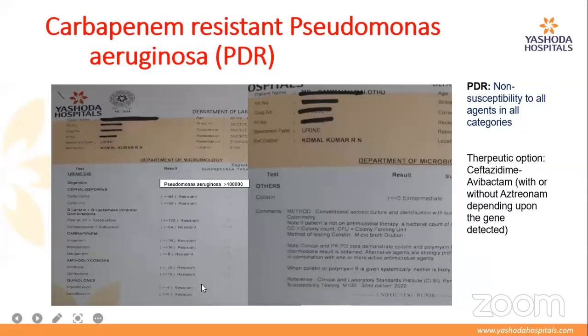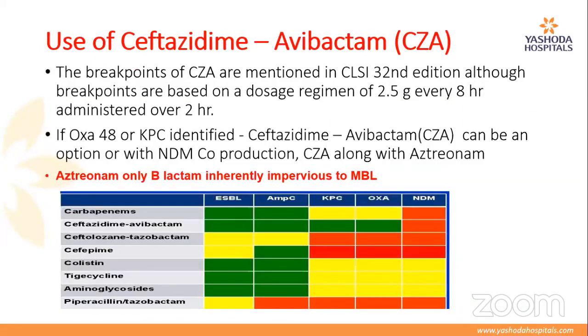So aztreonam has to be paired with ceftazidime avibactam, because aztreonam is the only beta-lactam inherently impervious to MBL. From this picture, we can see ceftazidime avibactam can be effective against ESBL, AmpC, KPC, OXA48, but it cannot penetrate NDM, where the aztreonam works. Aztreonam can overcome the NDM part, and ceftazidime avibactam can act. So here is an antibiotic choice depending upon the genotype.